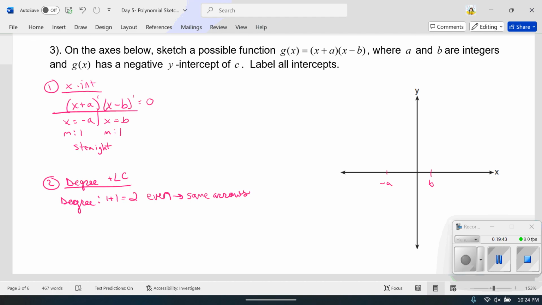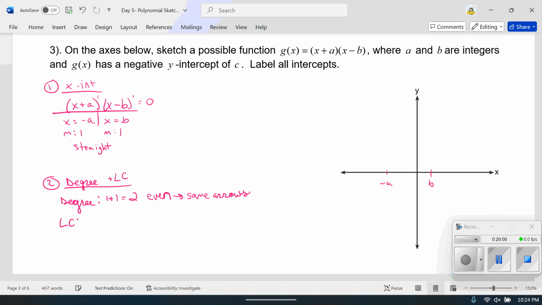By the way, do you have to write all of this each time? You should. You do have to show some form of work. Does it have to be specific and neat? No, but you do have to show where the x-intercepts are coming from and how you're figuring out the end behavior.